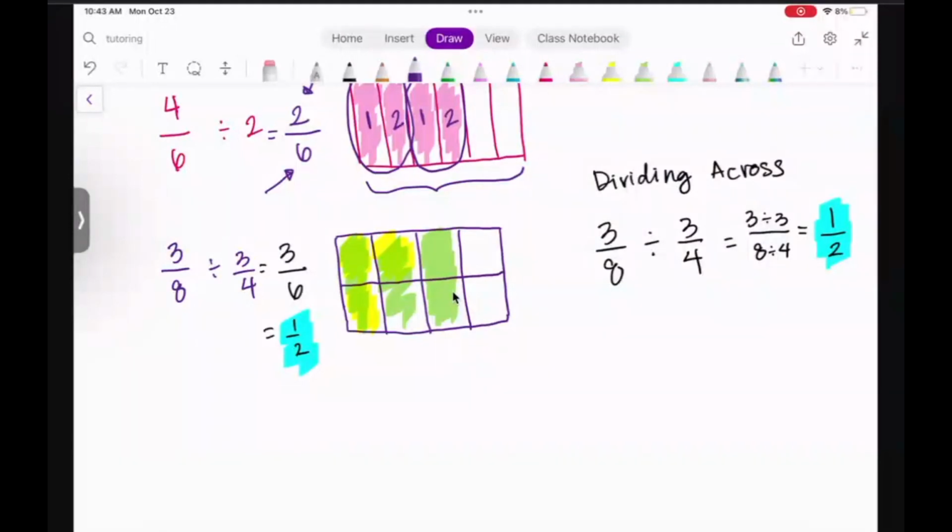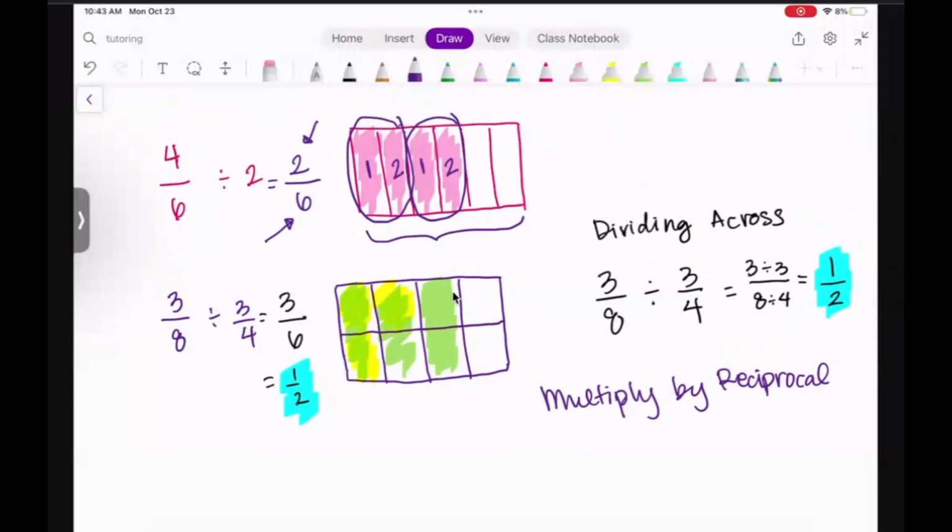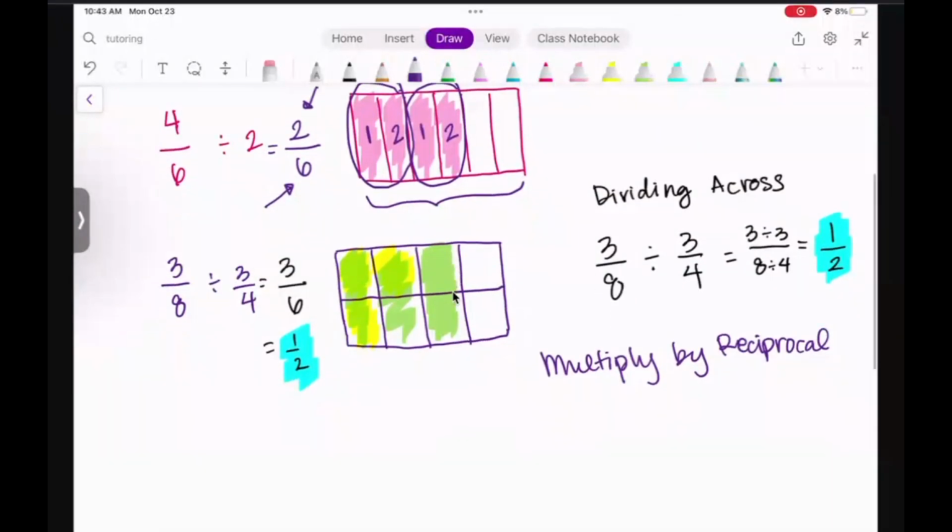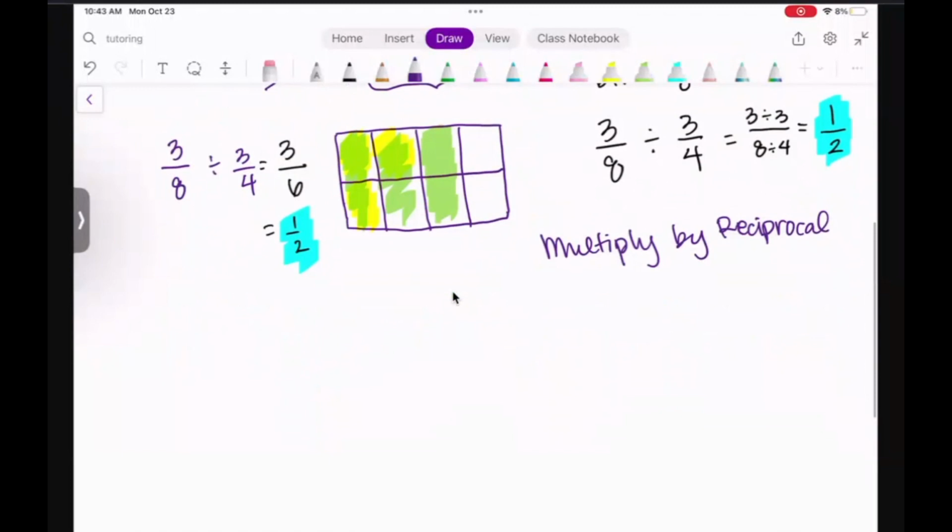The other way that a lot of people use is, they multiply by the reciprocal. And let's go over this reciprocal. So multiply by reciprocal has to do with the fact that 10 divided by 2 is the same as 10 times, so we're multiplying by the reciprocal.